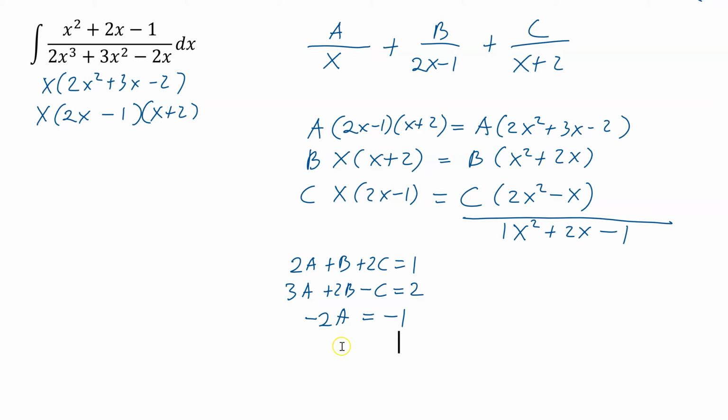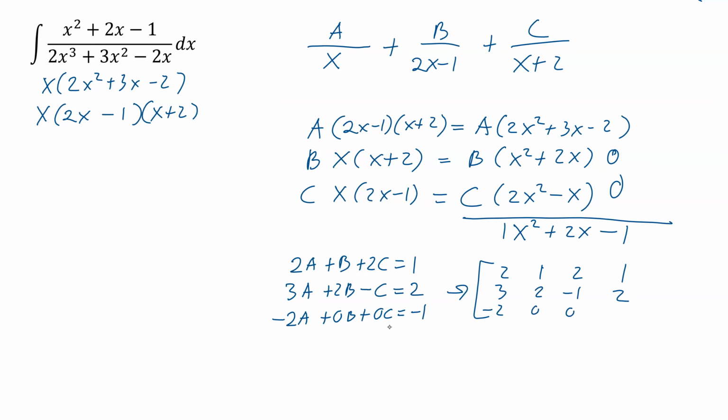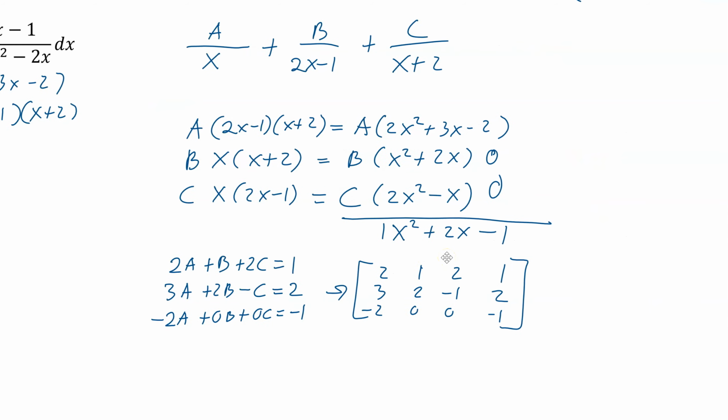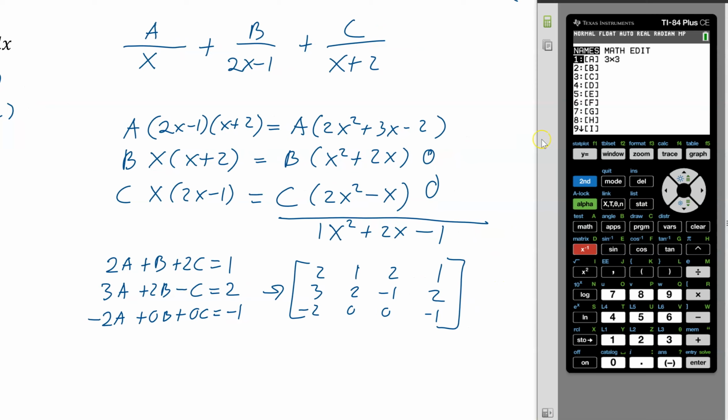So we can actually plug these into our calculator and use matrices, or you can solve it out. And just to keep this consistent on this page, we'll do a different method in the next page. We're going to write negative 2a plus 0b plus 0c equals negative 1, because really there's a 0 here and a 0 here. So you can see this is our matrix. That's row 1, row 2, and row 3 for our matrix. So that's what we're going to plug in our calculator: 2, 1, 2, 1; 3, 2, negative 1, 2; negative 2, 0, 0, negative 1. Now we're going to input this into our matrix, and it'll tell us what our A, B, and C is.